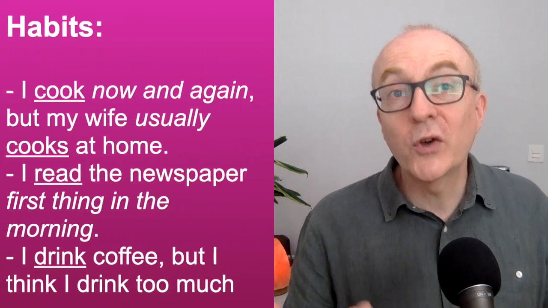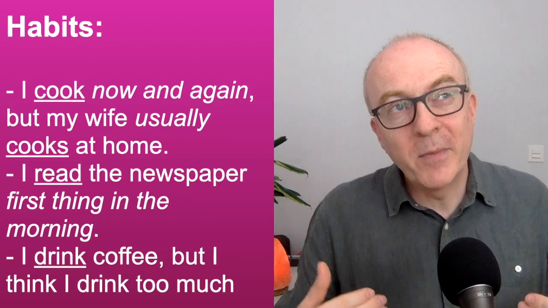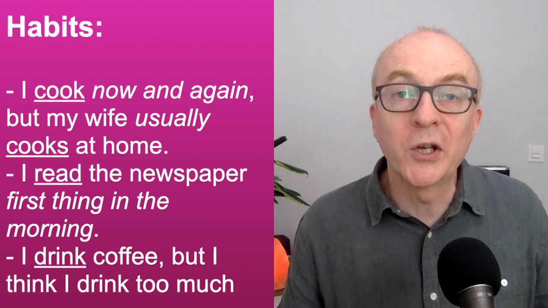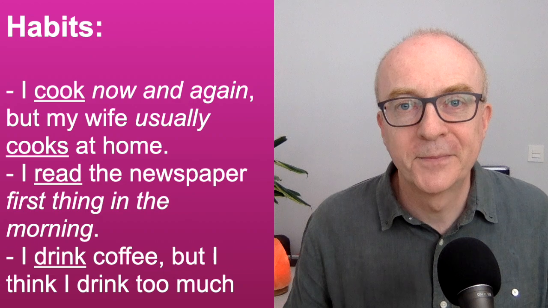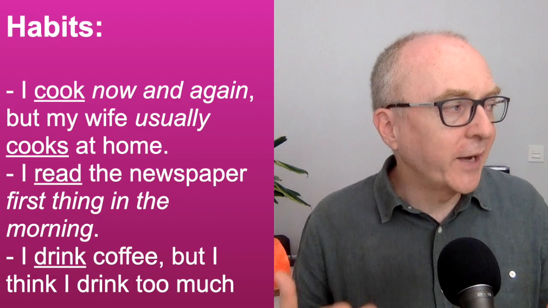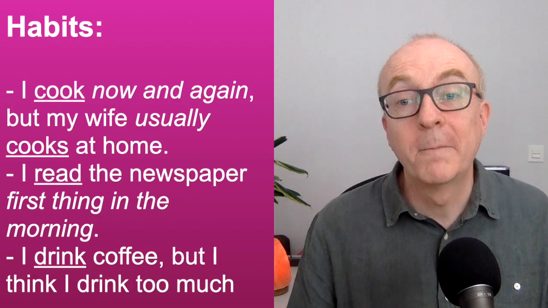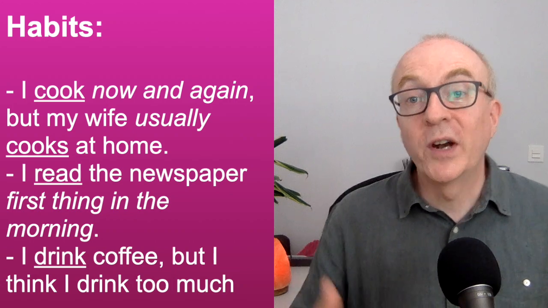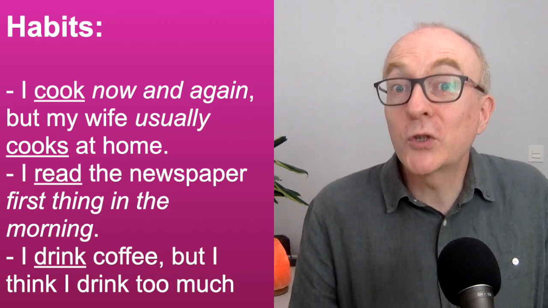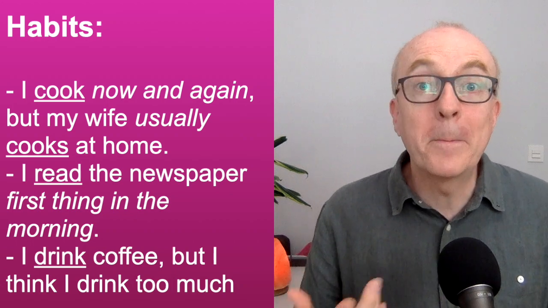Now, similarly, but a little bit different, we use the present simple for habits that we have. So for me, I do cook. I cook now and again, but actually in my house, my wife usually cooks at home. Other habits I have, I read the newspaper in the morning. I drink tea or I drink coffee. I think I drink too much coffee, actually. It's a bit of a bad habit. So for habits, we can also use the present simple.